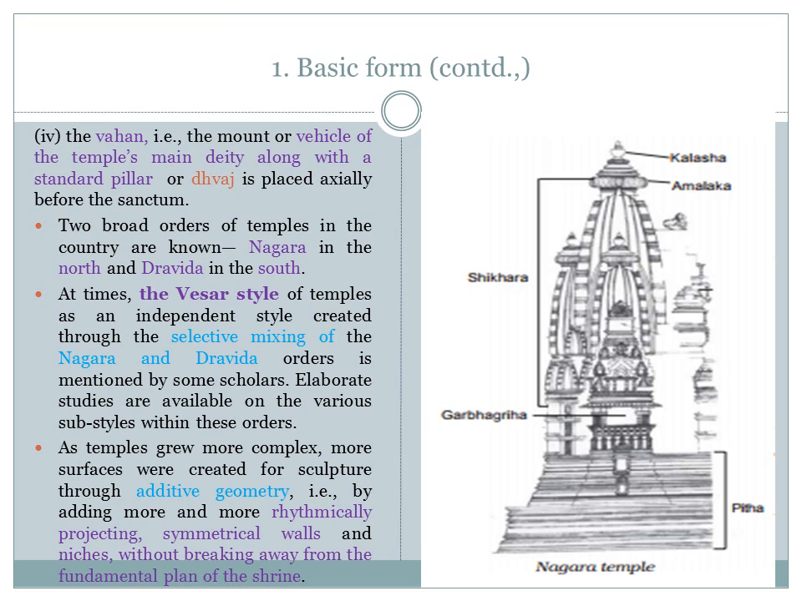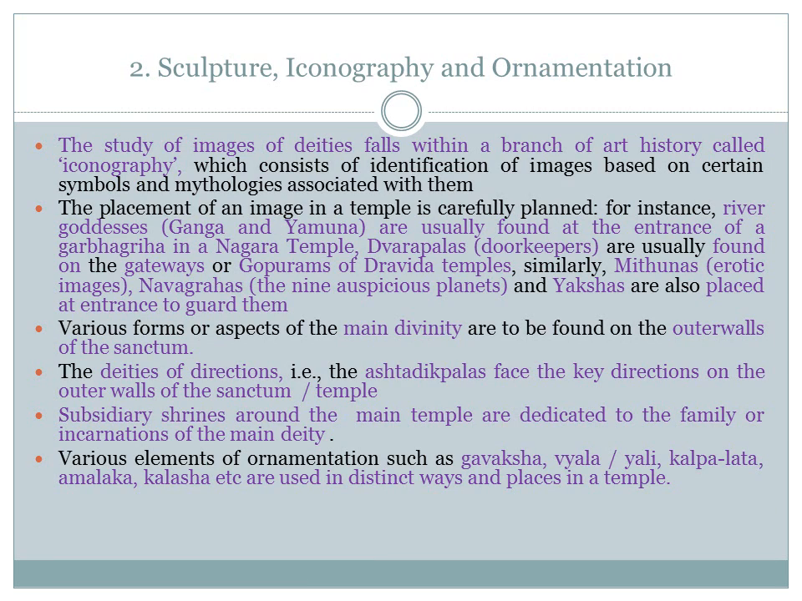Then we have two orders of temples in the country. One is Nagara in the north, and the other is Dravida in the south. We have the Vesara style. The Vesara style is a selective mixing of the Nagara and Dravida orders. We have additive geometry in Vesara style.